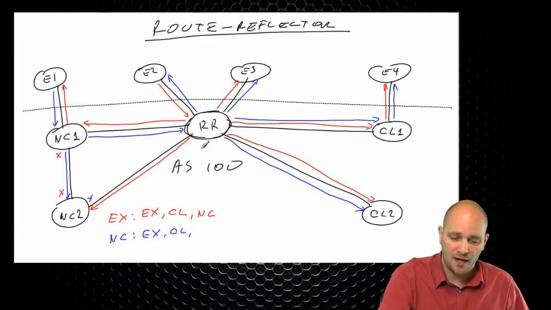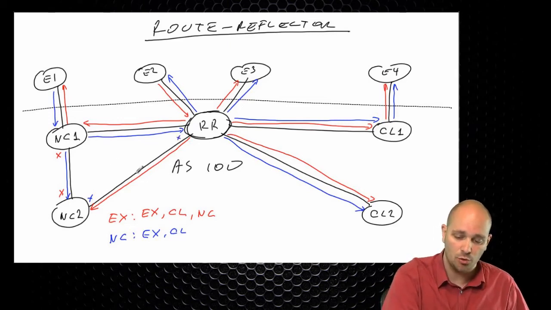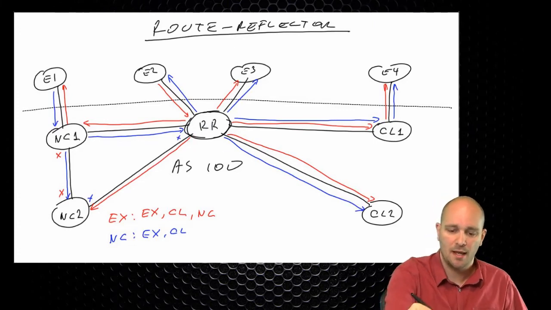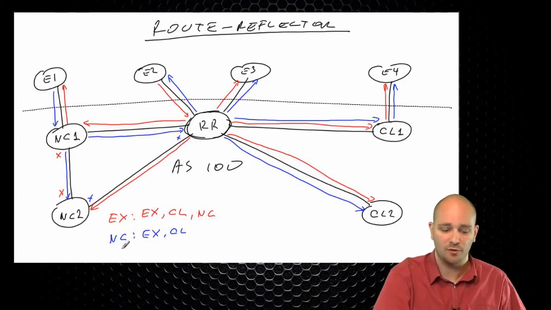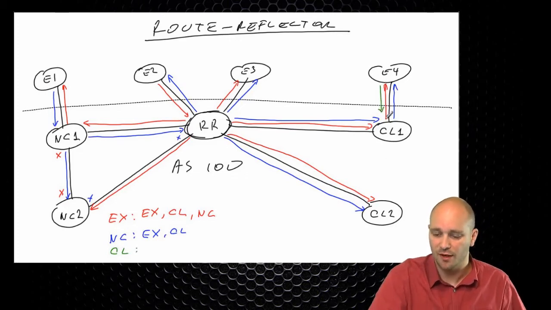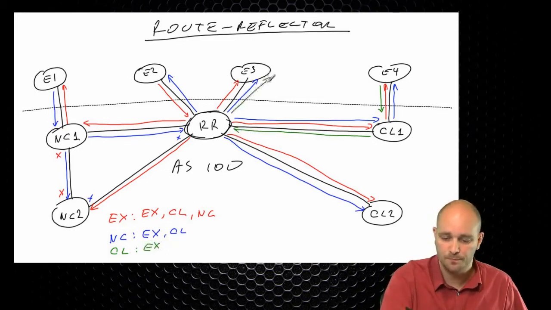But it will not be advertised to non-clients, because these two, non-client 2 and route reflector, are just regular IBGP peers. Now, let's see what happens when we receive the route from a client. So let's say that the client here receives the route. This route will be advertised to the route reflector, and this will be sent to external peers.